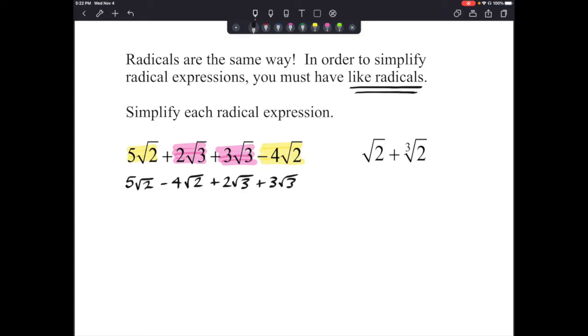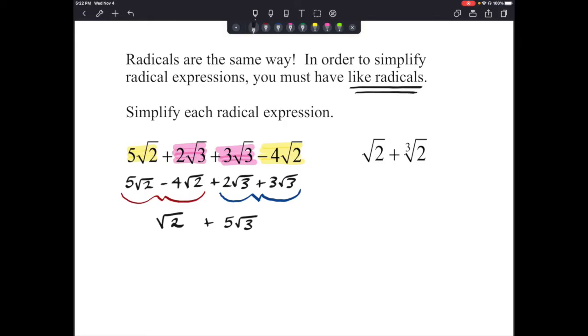When we combine these, if I have 5 radical 2's and I'm taking away 4 radical 2's, that's going to leave me with just a single radical 2. And if I've got 2 radical 3's and I'm adding 3 more, I'm going to end up with 5 radical 3's. So we're going to get radical 2 plus 5 radical 3.